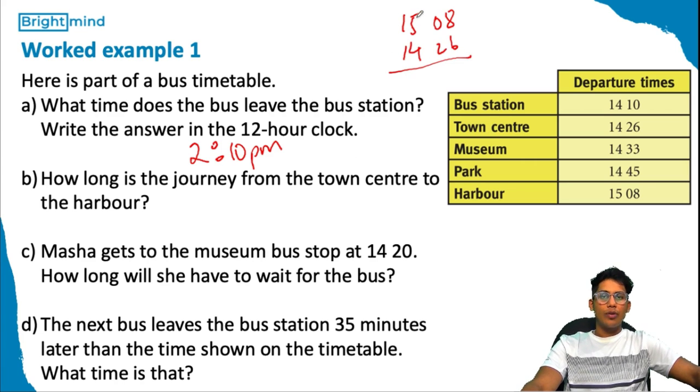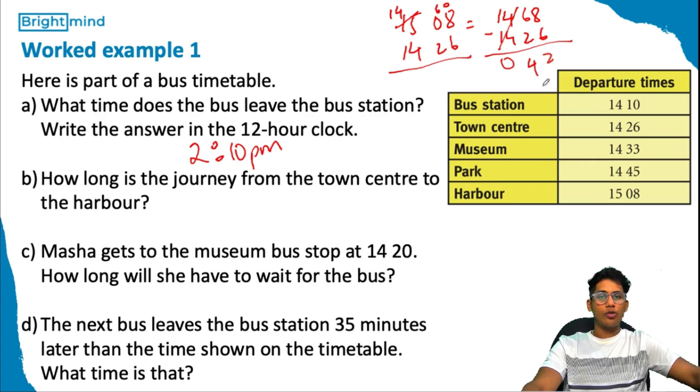So what we do is we have to take an hour from the 14, and add a 60 over there. So we could rewrite it as 14:68 minus 14:26. We know that it's only minutes, so 8 minus 6 is 2, 6 minus 2 is 4, so it actually only takes 42 minutes to get from town center to harbor. Now we have to use the departure time of the harbor because that is what's going to tell us the length of the journey. So it's actually 42 minutes.